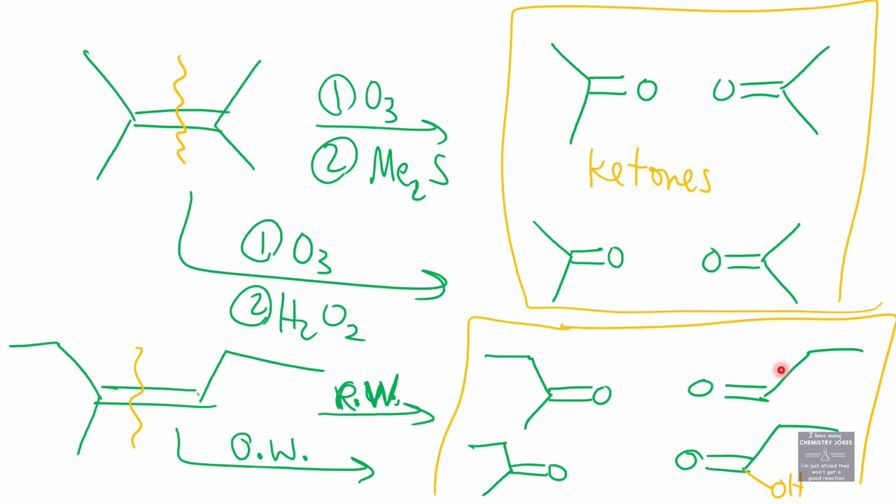Sometimes you might get all aldehydes or all carboxylic acids. It depends on what groups are on your alkene to begin with. Okay, one more thing before we move along. When you have multiple alkenes within a molecule, ozonolysis cannot control itself. It cannot help itself. It's going to chop all of the alkenes within that molecule. It just can't help it otherwise.